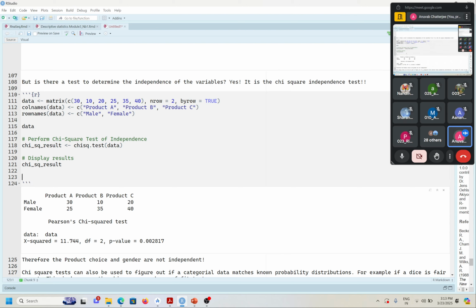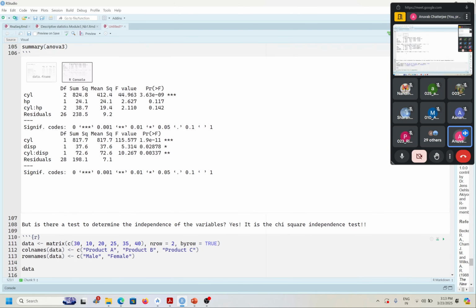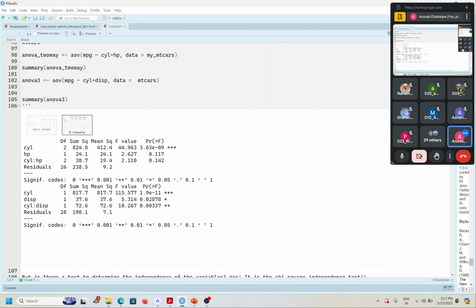Okay. Say we wanted to run the same test on our mtcars dataset. What do you think is a categorical variable that we are dealing with? In the previous class also, we were dealing with the categorical variable cylinders, right? It was a factor variable, which is the same as a categorical variable. It is not a continuous variable. It is either 4, 6 or 8. So if we wanted to figure out whether the number of cylinders is dependent on something else, say we figured out it is dependent on displacement and HP.